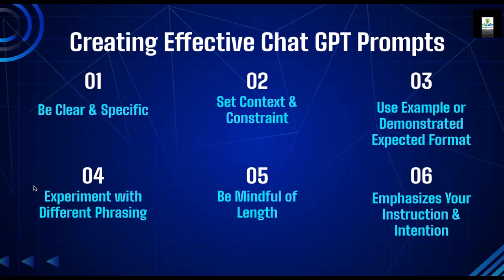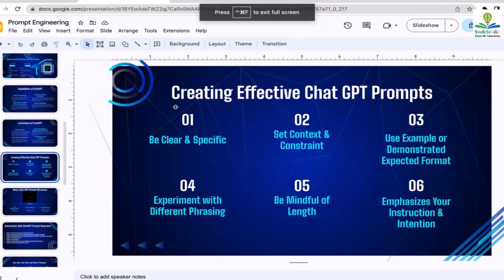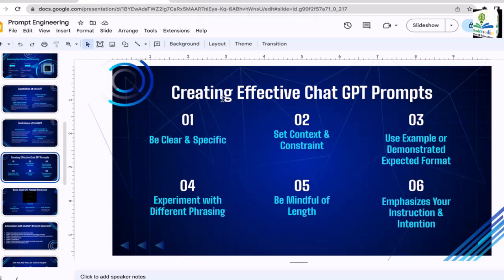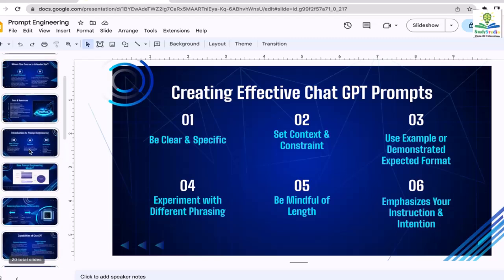Also, do experiment with different phrasing. For example, you generate an image and you don't get the image that you really expected to get. Maybe you need to modify the prompt a little bit. So when it comes to the rules, it's exactly the same as the rules for ChatGPT prompts. So let's go to slide 4.